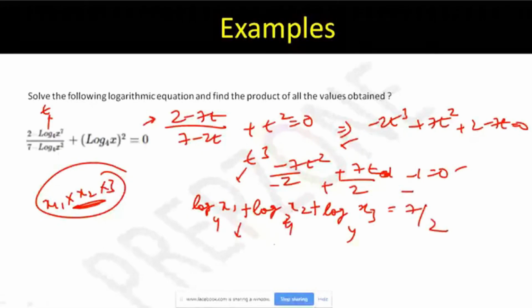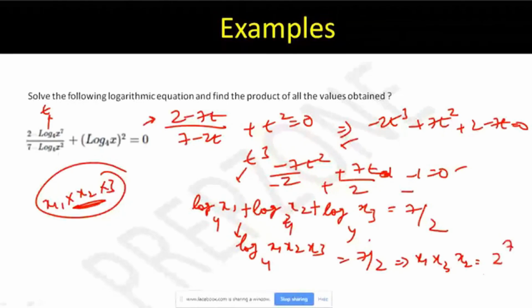Now if I simplify this, log a plus log b plus log c is log abc. This becomes x1, x2, x3 to the base 4 equals to 7 by 2. So by x1, x2, x3, which is the product of the root, कितना हो गया? 4 to the power 7 by 2. 4 कितना होता है? 2 square. So this is 2 to the power 7, which is 128. And that's how I would have solved it. And this wouldn't have taken me more than 1 minute.